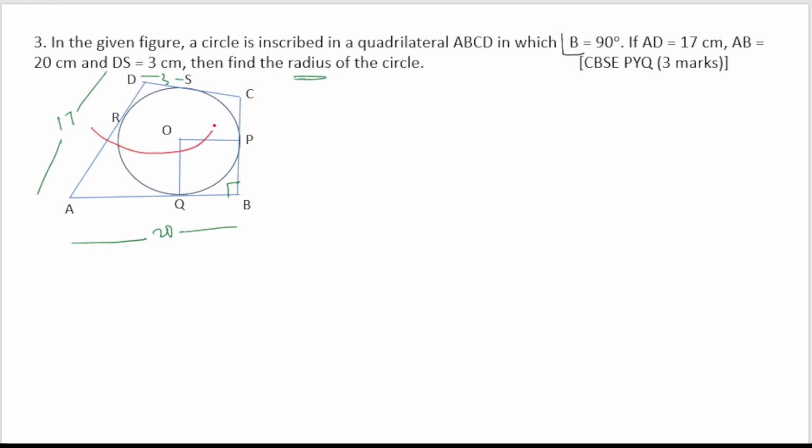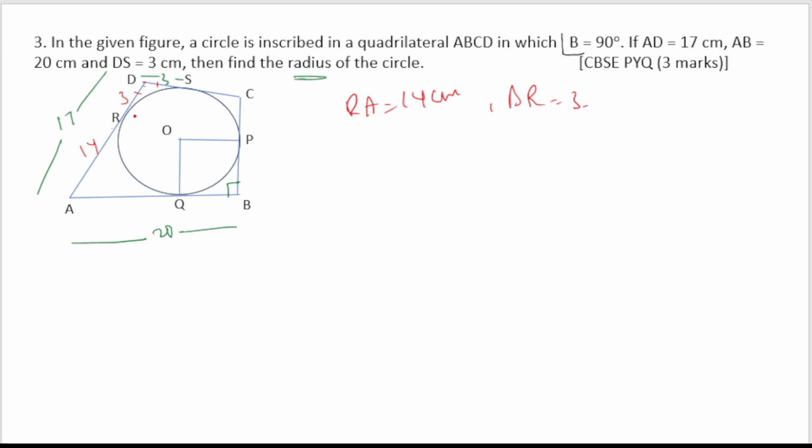Now, if you see this part, point D is an external point. And DR and DS, these both are tangents to the circle. So the tangents drawn from an external point to the circle are equal. So these two tangents are equal. So DR will be 3 centimeters. If DR is 3 centimeters, then what is RA? It is 17 minus 3, which is 14 centimeters. Here RA is 14 centimeters and DR is 3 centimeters.